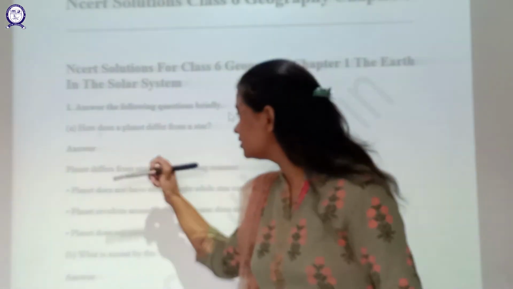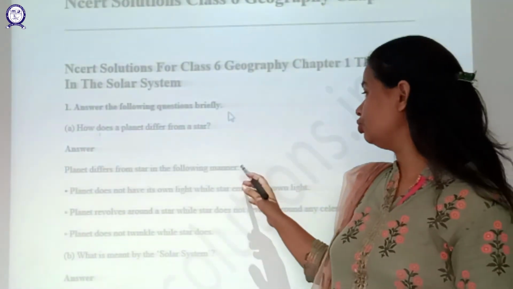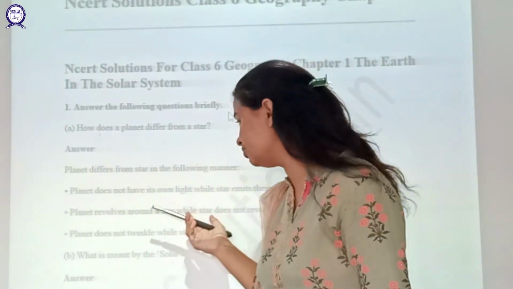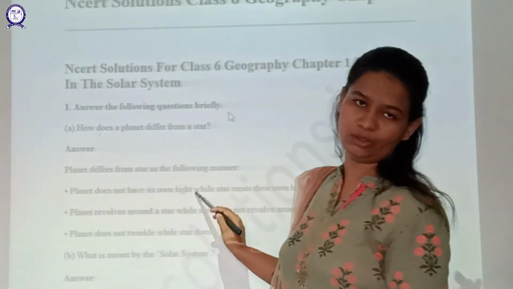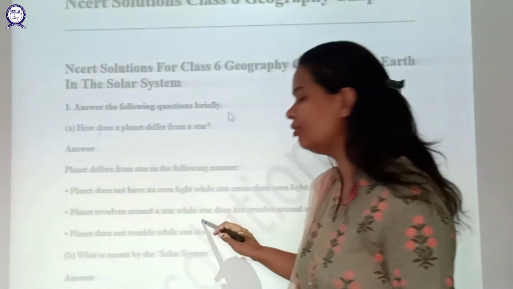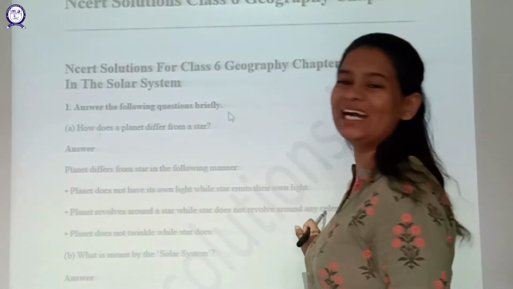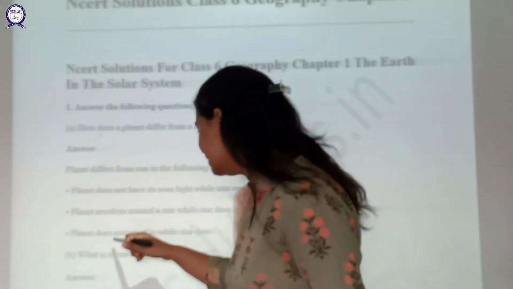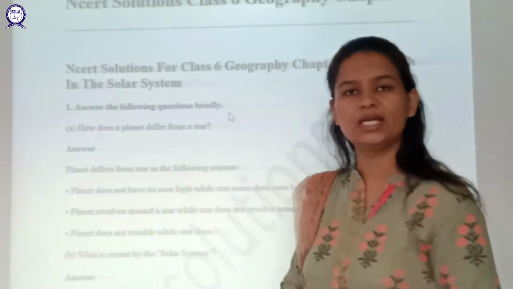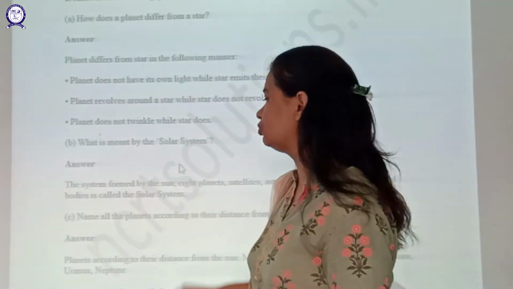Our first question is, how does a planet differ from a star? Students, you are going to write this answer in the form of points in your own way. I have already discussed all the points with you: planets do not have their own light, whereas stars have their own light. Planets revolve around the star, while stars do not revolve around any other celestial bodies. Planets do not twinkle, they do not shine in the night, whereas stars twinkle or shine at night. The next question is, what is the solar system?